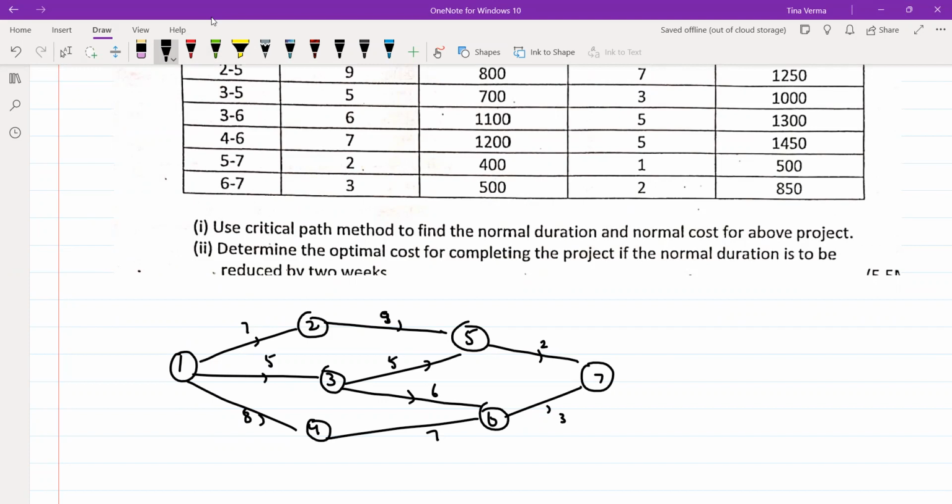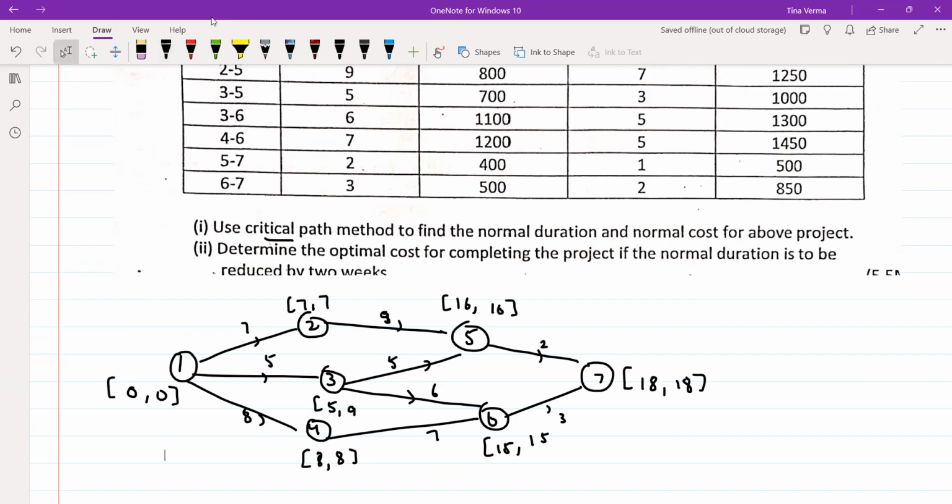Firstly, when you have to use the critical path method, you have to find your earliest starting time and latest completion time. So this was coming out to be 0. This was 7. This is coming out to be 8. This was coming out to be 15. And this was coming out to be 16. This was coming out to be 5. And this was coming out to be 18. So this is 18. If you take the reversal, it is coming out to be 16, 15, 8. This is coming out to be 9. This is 7. This is coming out to be 0. So you have to use the critical path method.